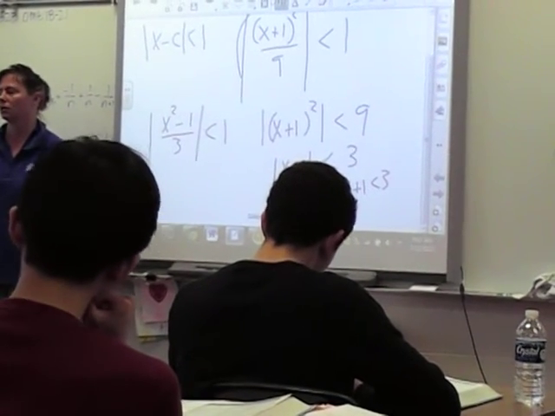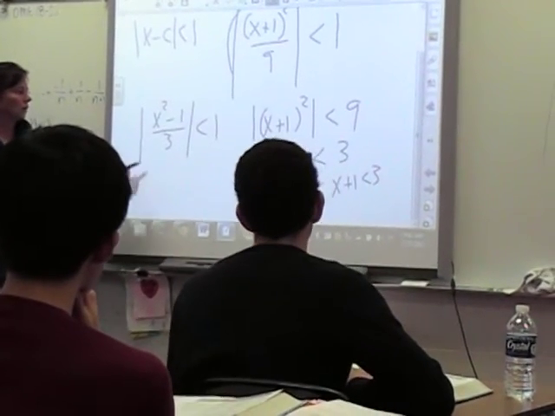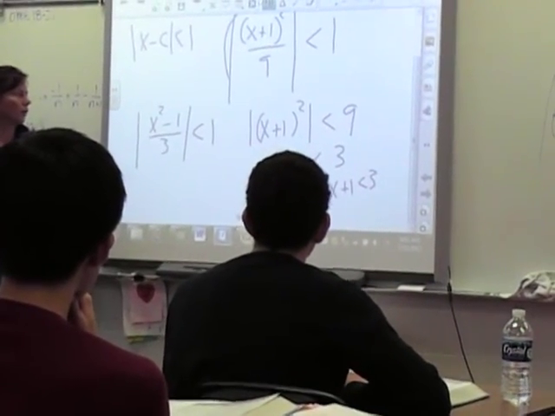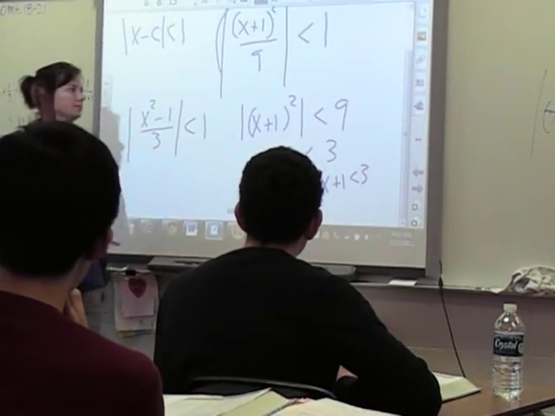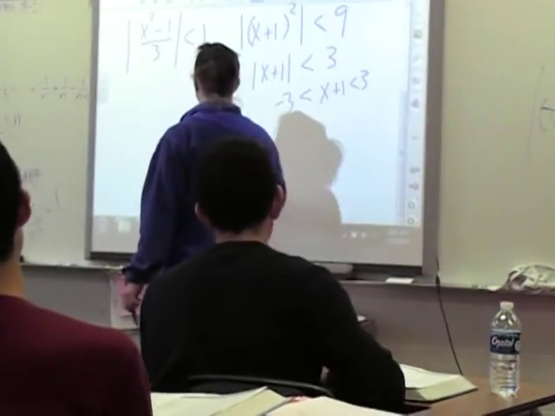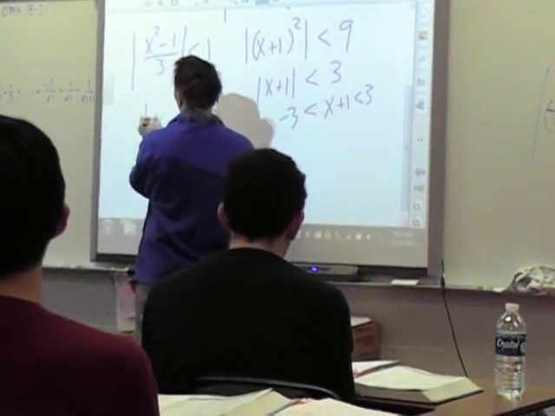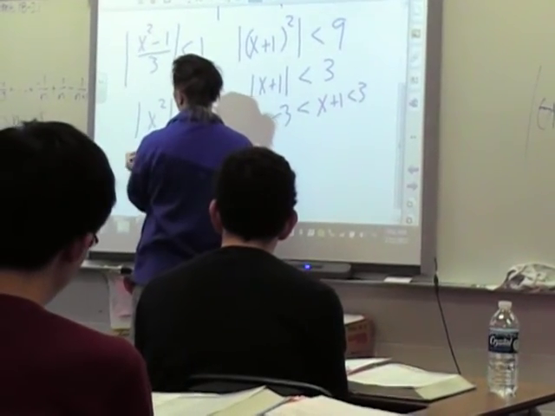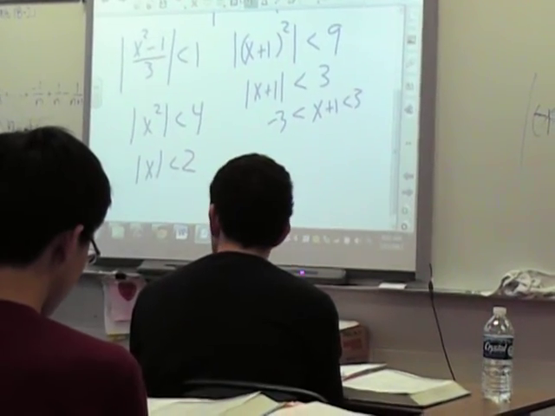Yes? What would be the radius for that? 3, 4, 2. Because you have to square root. Because the radius here, I would get the absolute value of x squared is less than 4, so the absolute value of x is less than 2. And for that one, it would just be 3, right? Right.